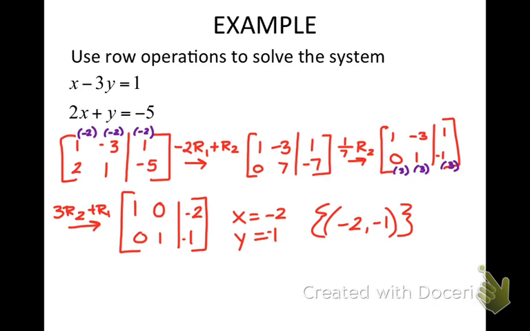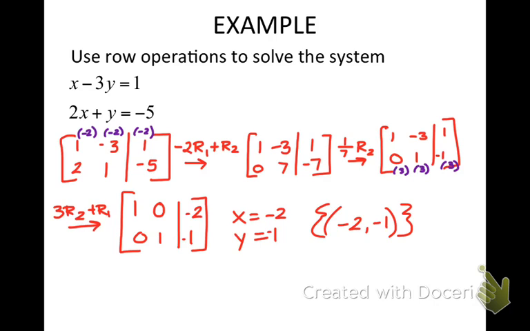Can we just do elimination? Nope, the rest of this whole chapter is matrices. So let's check it. -2 plus 3, is that 1? Yes. 2 times -2 is -4. -4 minus 1 is -5. Done and done.